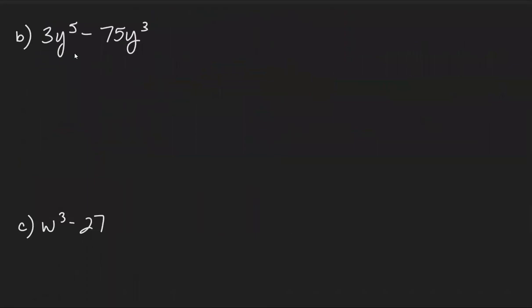Okay, using our same techniques that we've been doing, we're applying it to higher degree polynomials. Next one, we have 3y to the 5th minus 75y cubed. Notice that this is degree 5. Okay, so then the degree of each factor should add back up to 5. All right, so what's our GCF here?